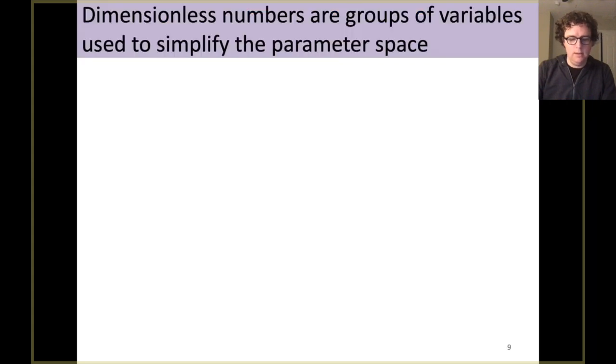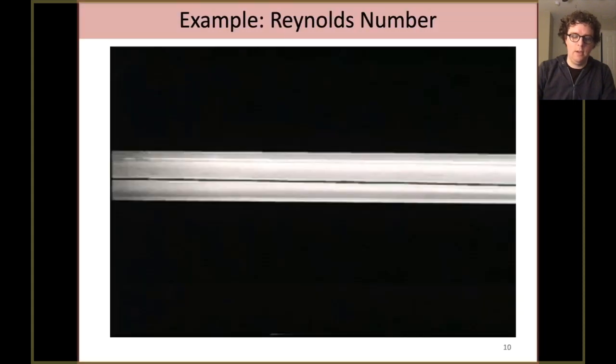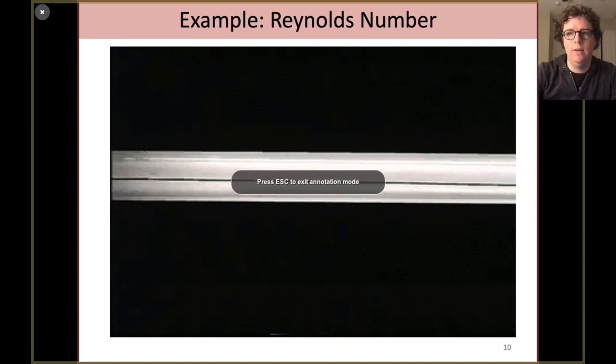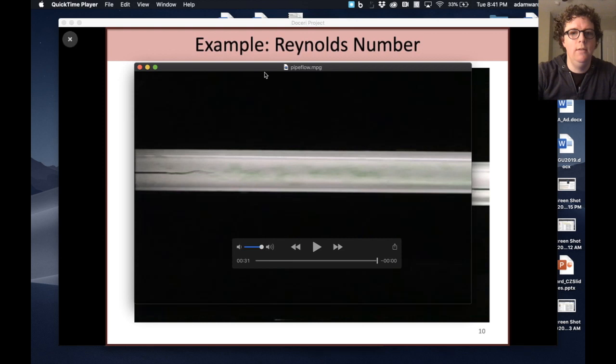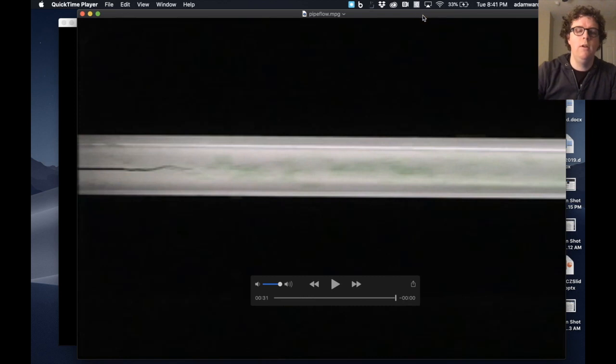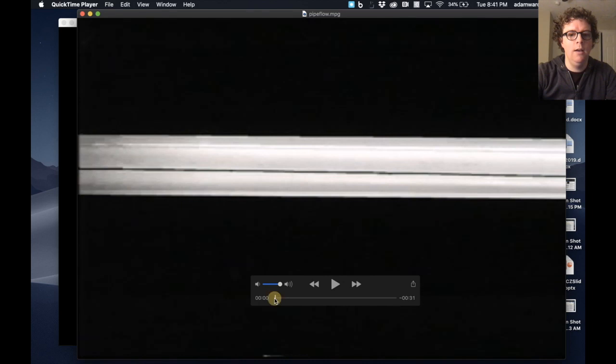So grouping variables to simplify the parameter space. One example of this that I'd like to show you, a really common one, is called the Reynolds number. So what we are going to do here is watch this video clip, and what you have happening here is flow moving from left to right on the screen, and we've got a small streak of green dye being released. As I play the video, the flow rate through this pipe is going to be slowly increased. So here it's flowing very slow.